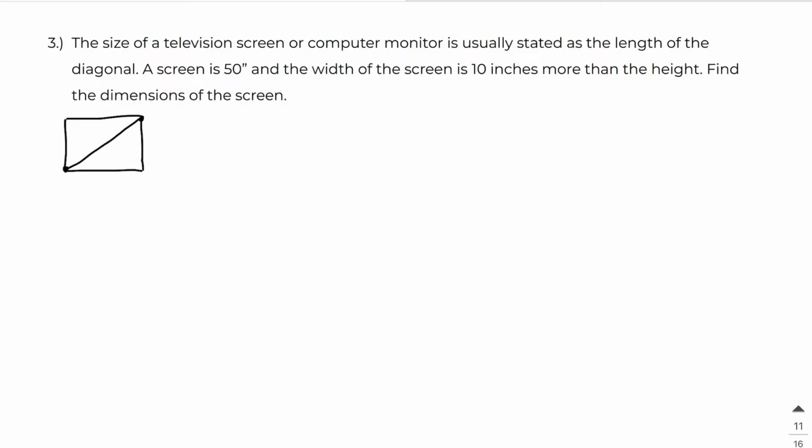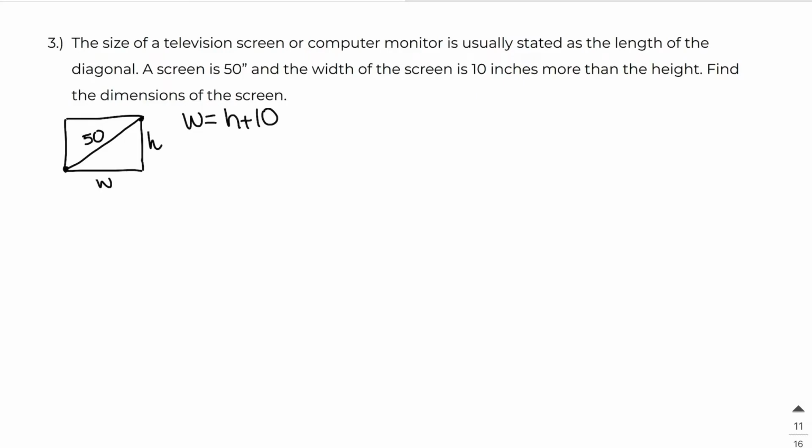So here, a screen is 50 inches long, and the width of the screen is 10 inches more than the height. So here, we'll call this the H, and we'll call this the W, okay? And we know that the width is equal to the height plus 10.